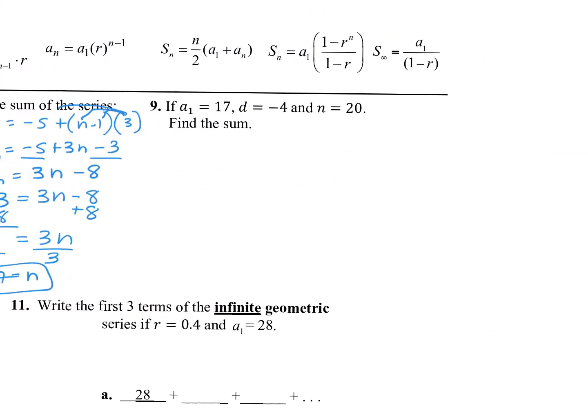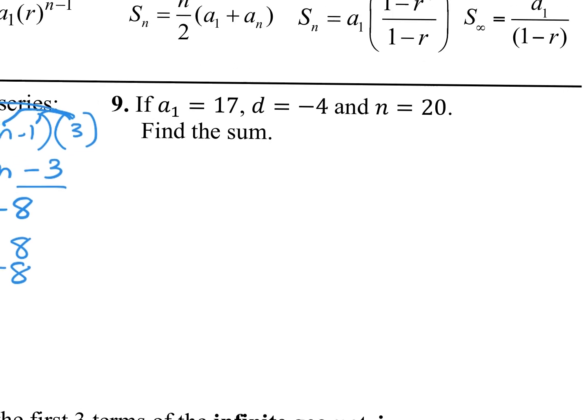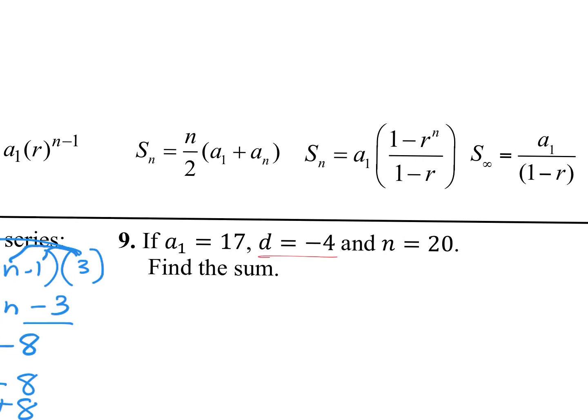Number 9. This says if a sub 1 is 17 and d is -4 and n is 20, find the sum. Okay, well, in order to find the sum, because this has a common difference, this is arithmetic, right? So we need this to find the sum, which means we need to know what n is, and we do. So those are taken care of. We need to know a sub 1, we do, that's this guy. And we need to know a sub n, and we don't know that one.